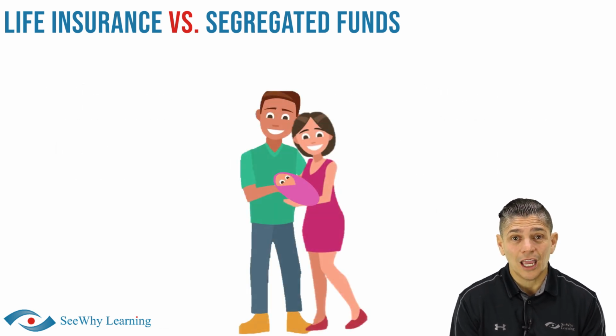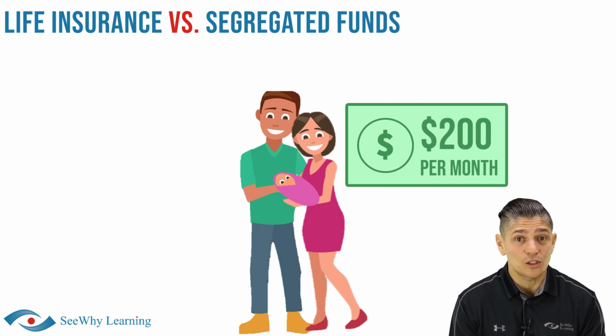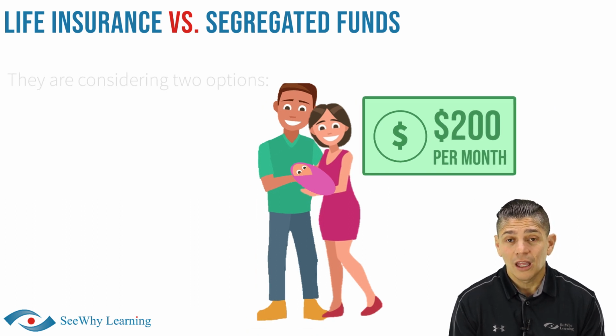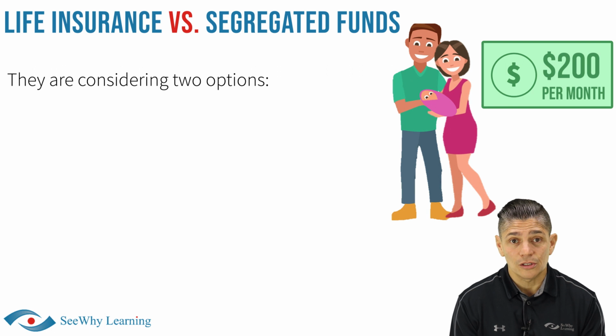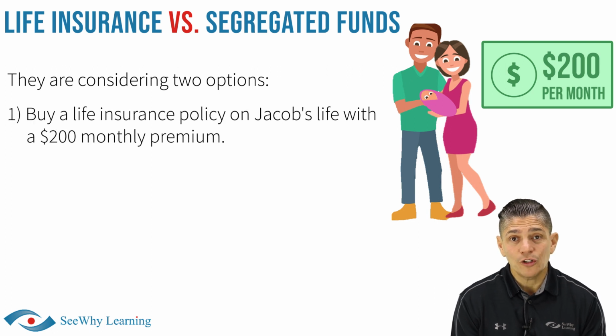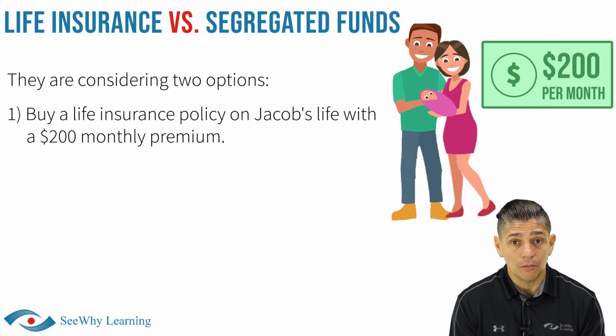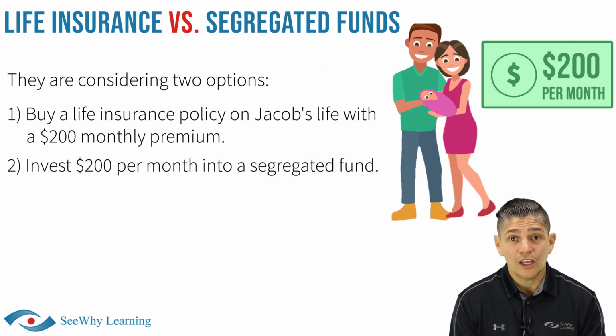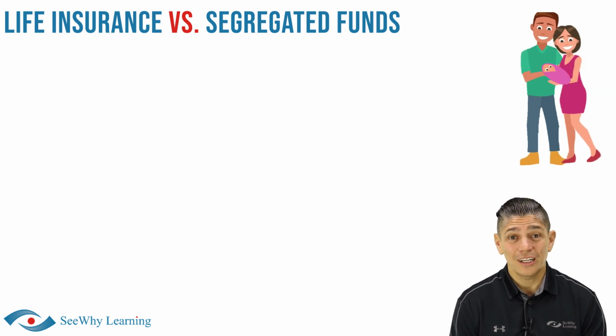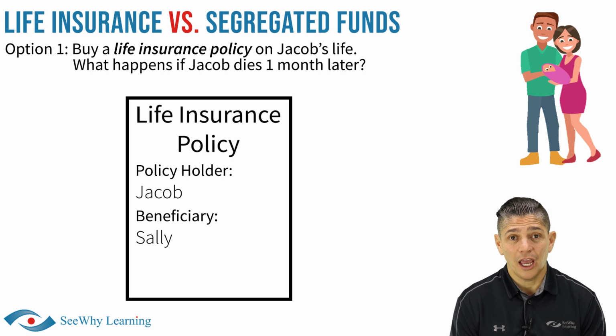The Smiths have allocated $200 per month to address the risks of Jacob dying. They're considering 2 options. Number 1, buy a life insurance policy on Jacob's life with a $200 monthly premium. And number 2, invest $200 per month into a segregated fund. Let's discuss what would happen under both of these options if Jacob died 1 month later. First, let's see what would happen if they bought a life insurance policy on Jacob's life.